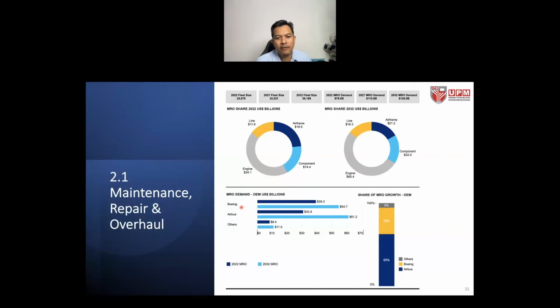So if we look here at the MRO demand for the OEMs like Boeing and Airbus, you can see from year 2022 to year 2032, for example, Boeing aircraft is expected to grow from 39 billion US dollars to 54, and Airbus from 30 billion to 61. Why is that so? Because more Airbus aircraft are flying and being ordered. The orders are quite high compared to Boeing, and we also have other types of aircraft, right? So you can see here the share of market MRO growth for Boeing and Airbus. Airbus already has the majority of the market share, 63% of the whole MRO growth in 2032, right?